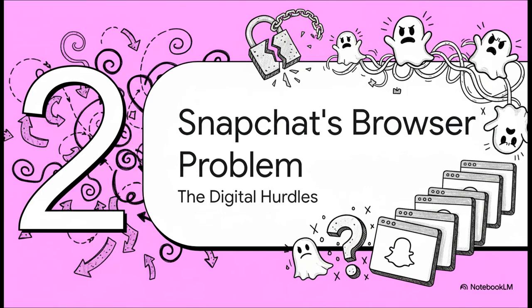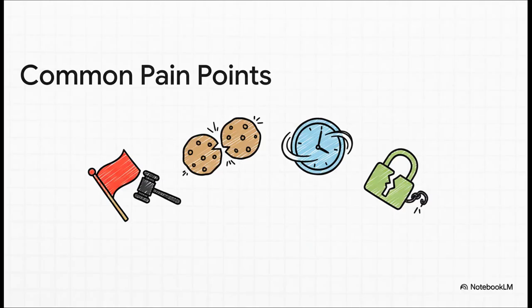So we've established we all have multiple accounts. The problem is, Snapchat for web just wasn't built for that reality. And that creates some pretty serious friction, some major digital hurdles we all have to jump over. Let's just run through these real quick. First, detection risks. Snapchat security can actually flag you for suspicious activity, and you could even risk getting banned. Then you've got those annoying cookie conflicts, where your browser gets confused and keeps logging you out. All of this switching back and forth is a massive waste of time. And if you're on a shared computer, it's a huge privacy nightmare.